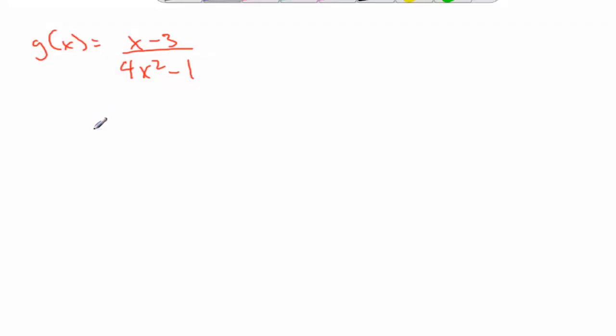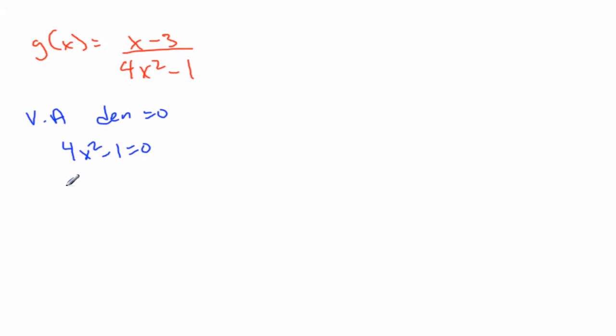Okay, we're going to sketch another rational function. Again, we're going to look at the asymptotes. If we look at our vertical asymptotes, we know the denominator equals 0. So 4x squared minus 1 is 0. 4x squared equals 1. x squared equals 1/4. And so x equals plus or minus 1 over root 4, which is then plus or minus 1/2.